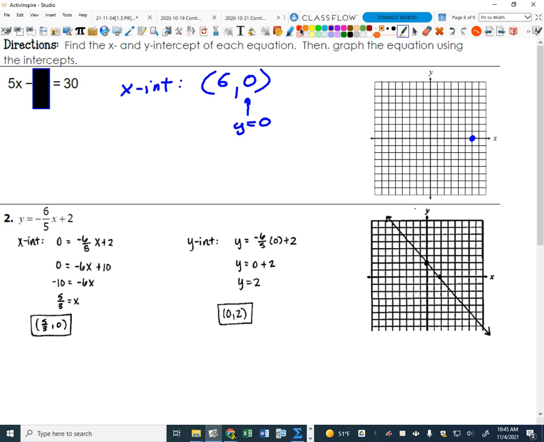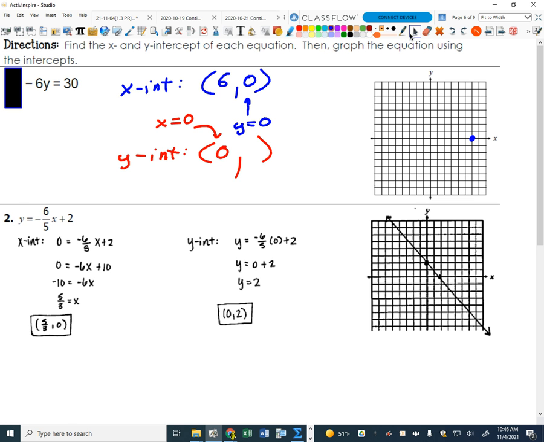How about the y-intercept? I know one of those coordinates already. Which one do I know? X is 0. So which term, Michaela, do I get to cover up this time? X. There you go. Set the x term equal to 0, and I get negative 6y equals 30. So what's my answer? Negative 5.